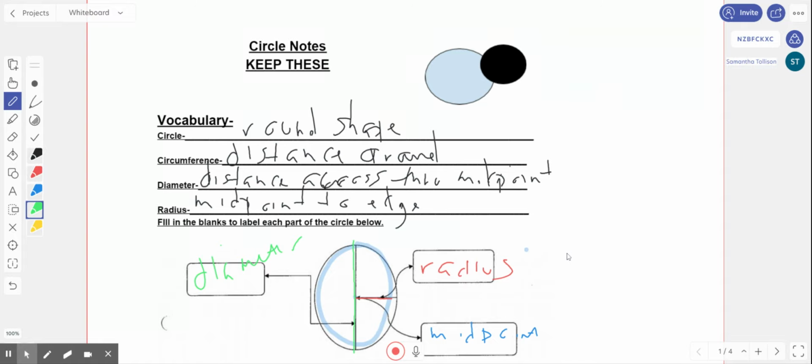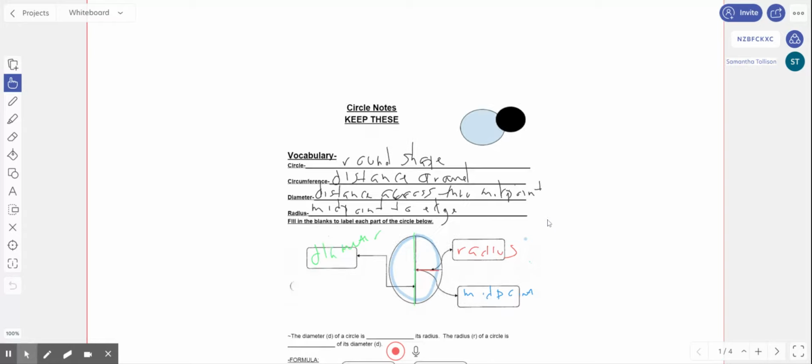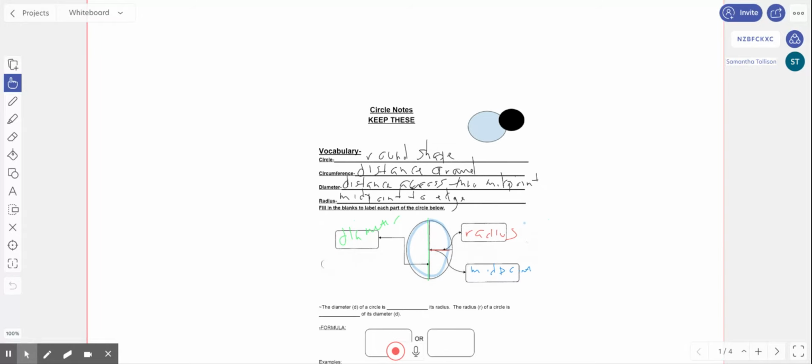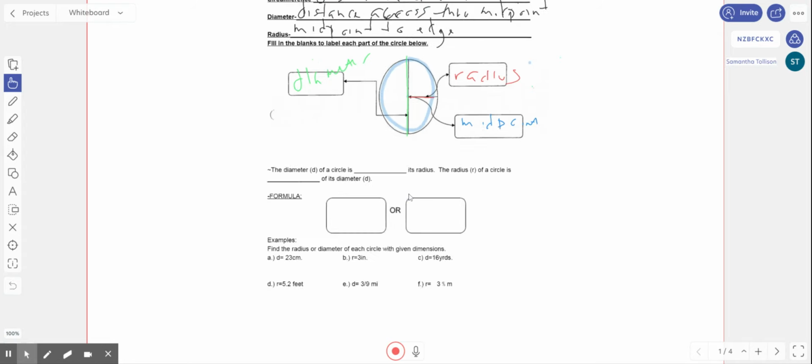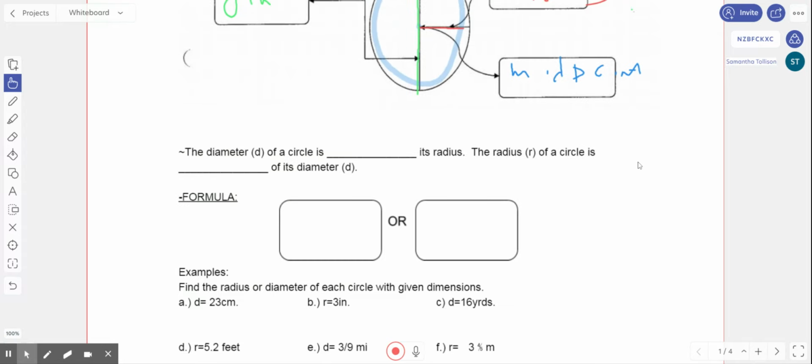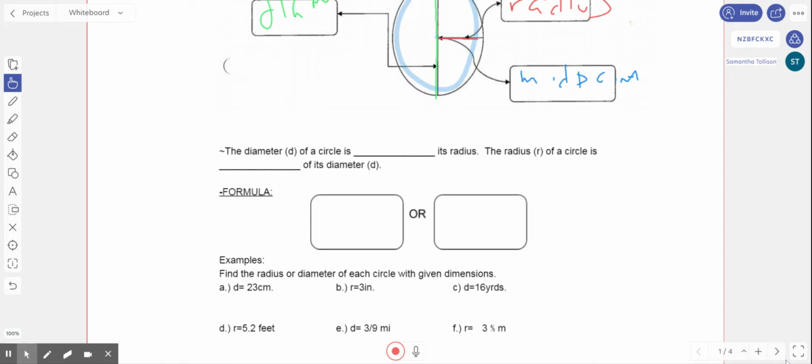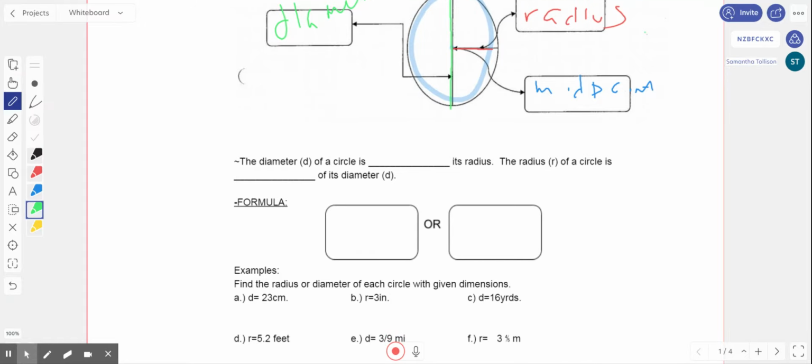Again, basics and review. Let me zoom back in to get the best view. So the diameter of the circle, if we look back up at our drawing, is 2 times its radius. The radius of the circle then is 1/2 of the diameter. That's something easy to know and something that we should know.